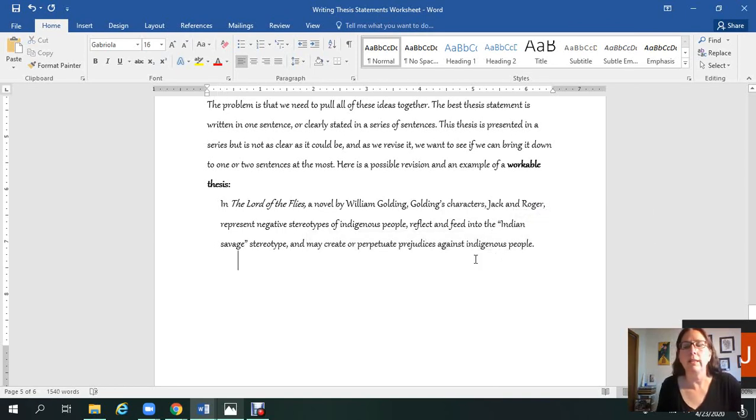So in this thesis, it allows the writer to integrate the reflective part of the analysis throughout the essay. And this is a decent, workable thesis.